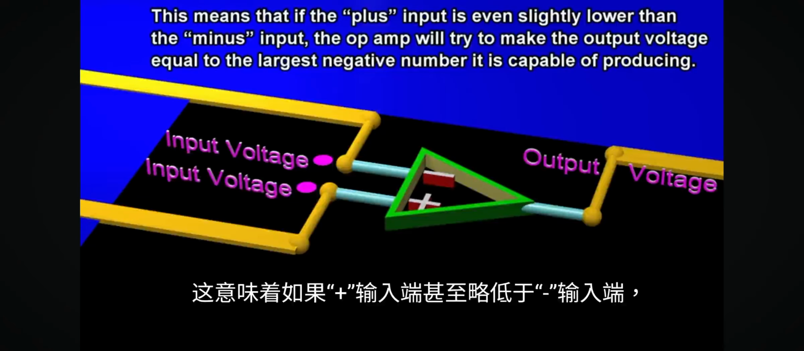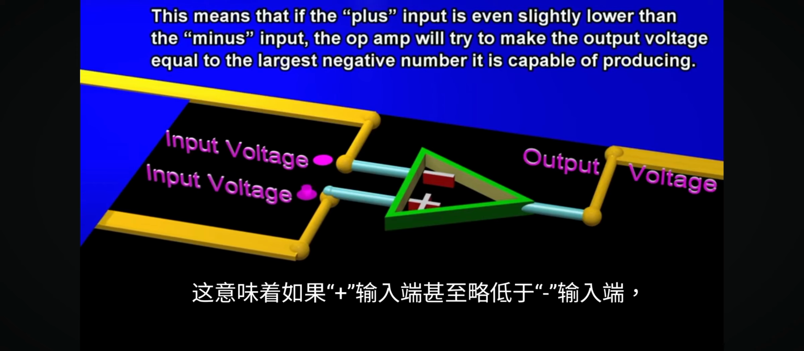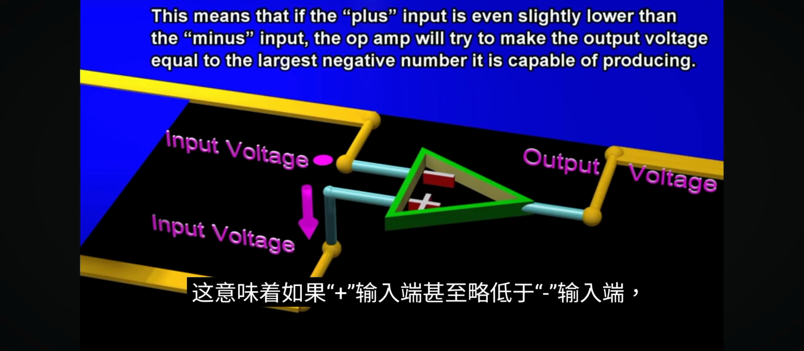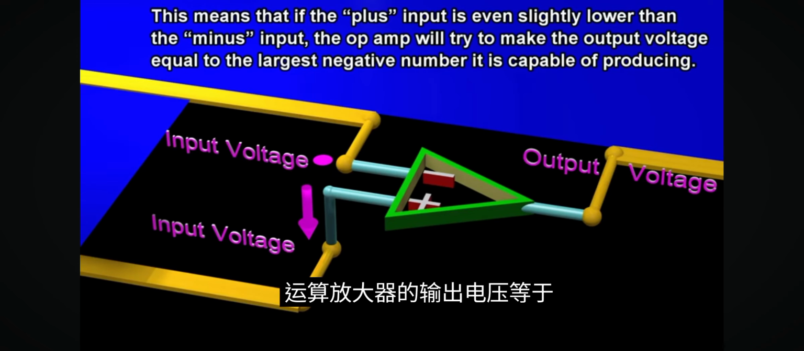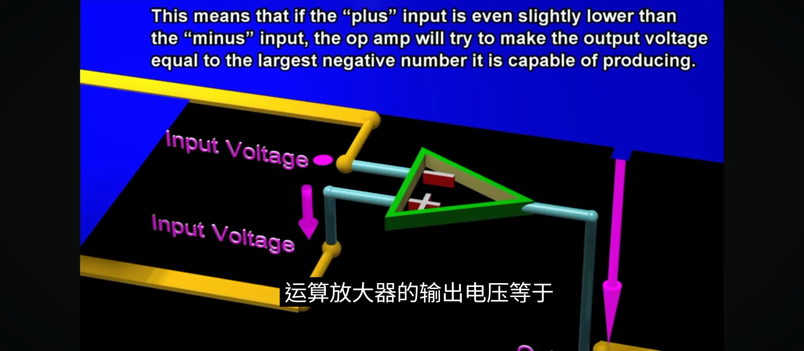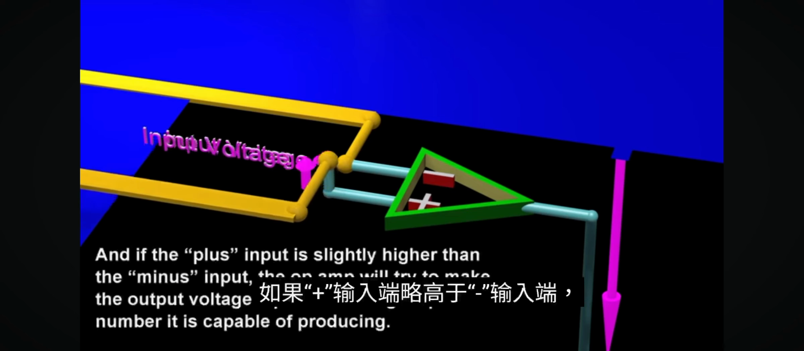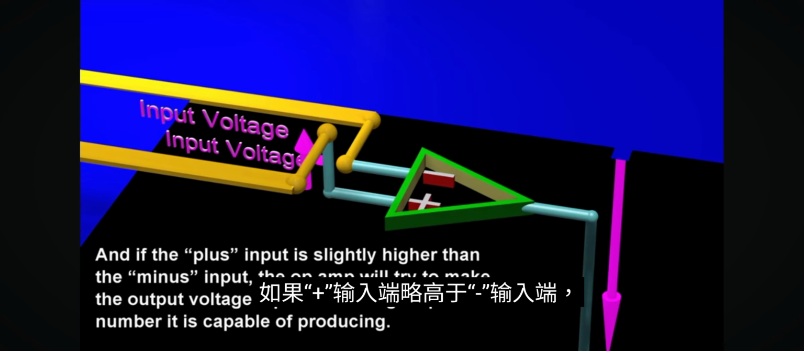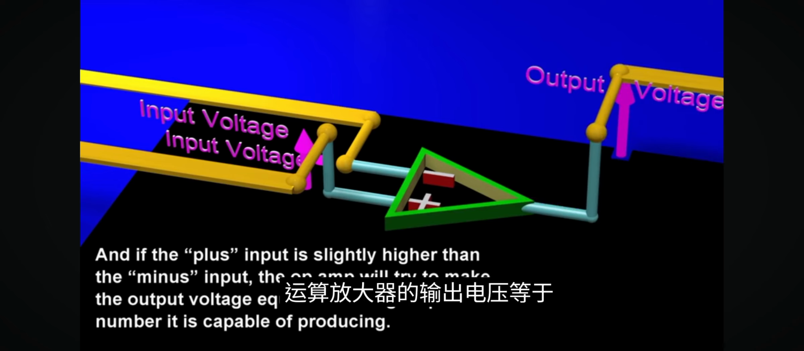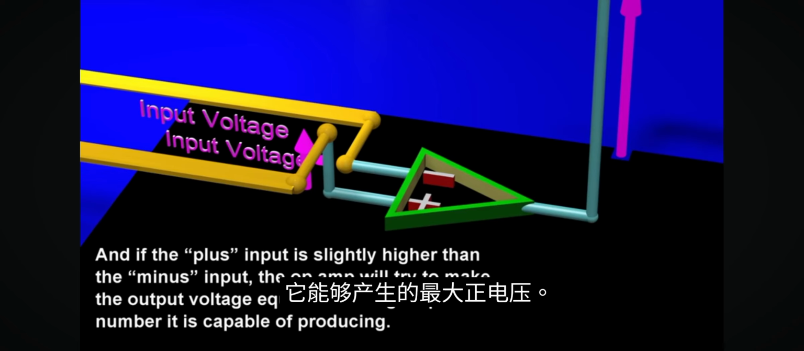This means that if the plus input is even slightly lower than the minus input, the op-amp will try to make the output voltage equal to the largest negative number it is capable of producing. And if the plus input is slightly higher than the minus input, the op-amp will try to make the output voltage equal to the largest positive number it's capable of producing.